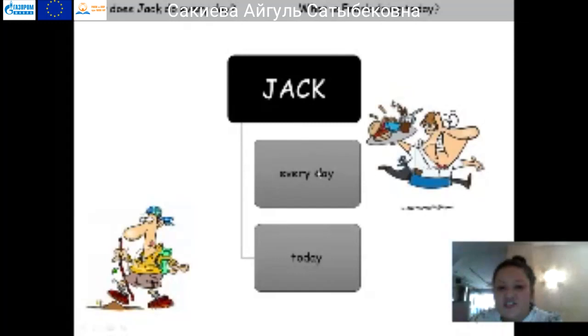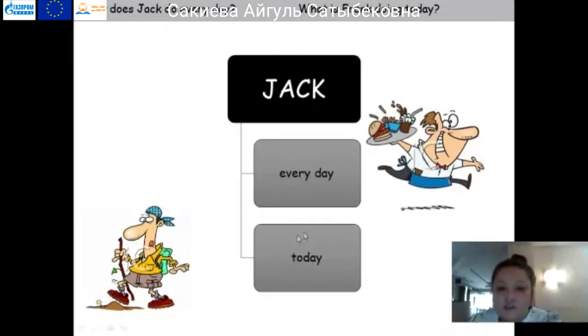Now, look at these two pictures and let's practice present simple and present continuous. What does Jack do every day? And what is Frank doing today? Sorry, it's Frank. Yes. So let's make a sentence. Every day. Look at this picture. Can you make a sentence, please? So if you have the phrase every day, this is which tense? Present simple or present continuous?